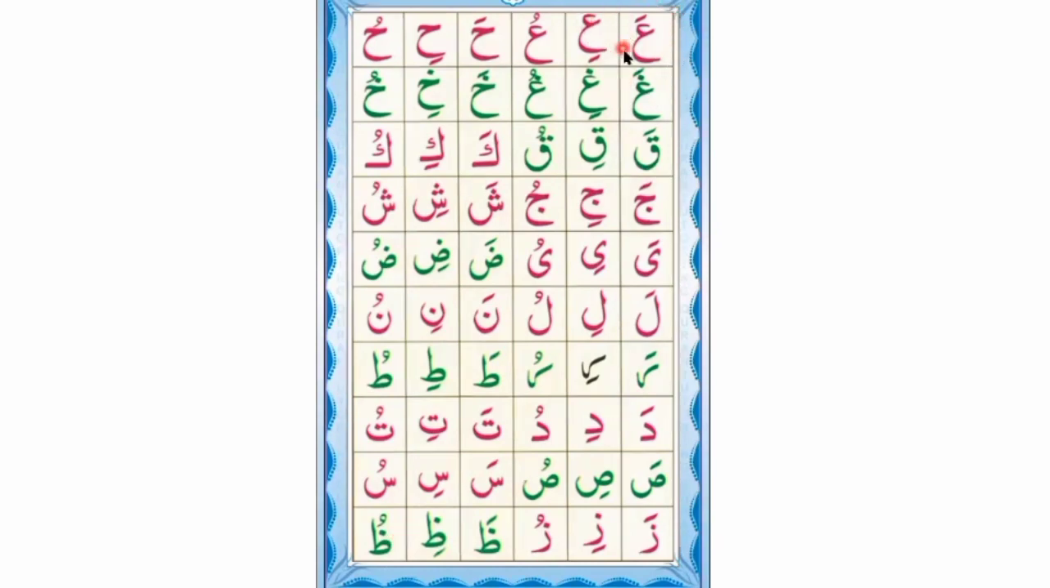Ain fatha a, ain kasra i, ain damma u, a i u. Okay. Ha fatha ha, ha kasra hi, ha damma hu, ha hi hu.